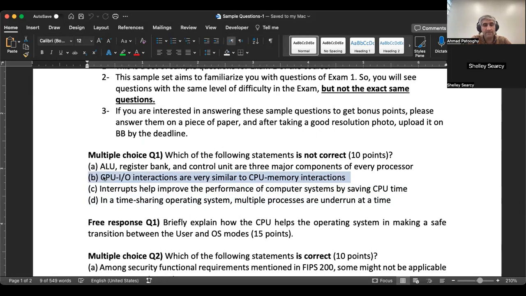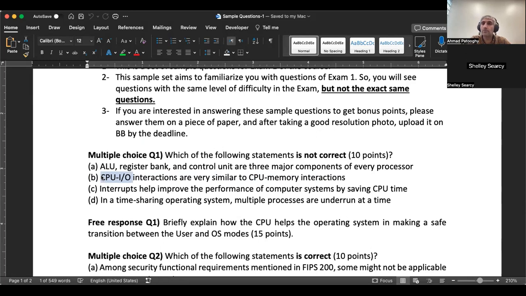Let's read it again, give it a second thought, and make our final decision. CPU-IO interactions are very similar to CPU memory. In fact, it's actually the opposite. If you remember, we had a slide in which I talked about the differences between CPU-IO versus CPU memory. We said that CPU-IO is very slow, CPU memory is very fast. The second difference is that IO is slow, but at the same time, it's very diverse. You have IOs like the keyboard, which is very slow, one key per second.